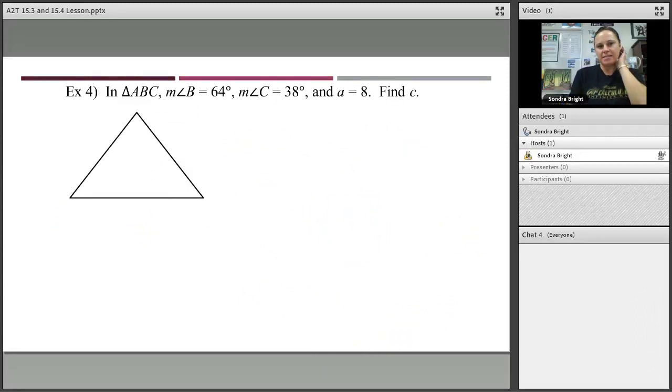Example 4 says, in triangle ABC, angle B is 64 degrees, angle C is 38 degrees, side A is 8, and we want to find side C. Actually, you know what? You're on your own. Do this. So if the sub could please pause the video right now and let students try this problem on their own, and then when it looks like most of them are done, you can unpause it and I will show the solution. So please pause the video right now.